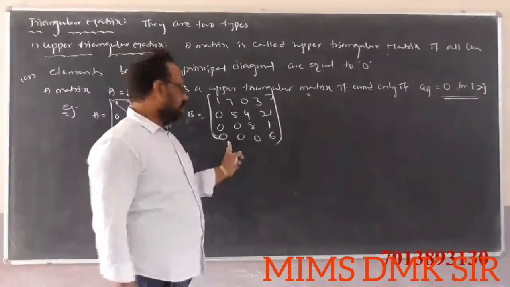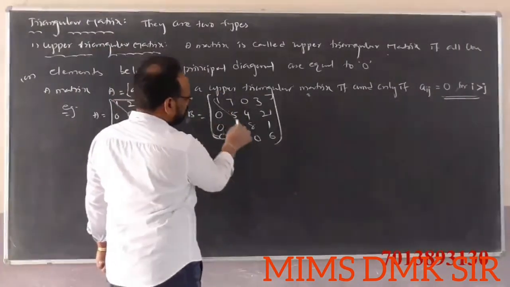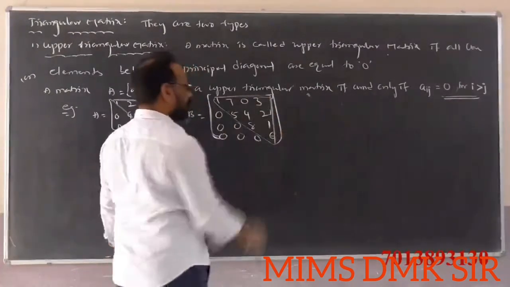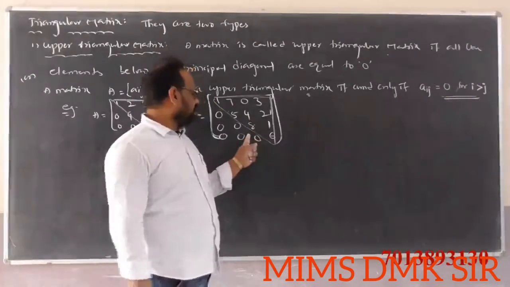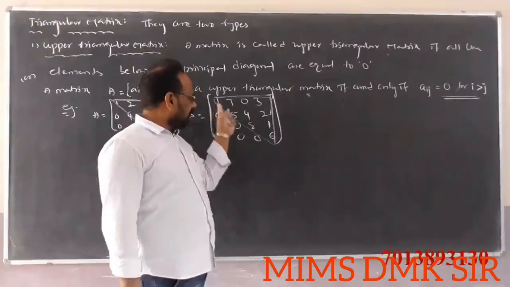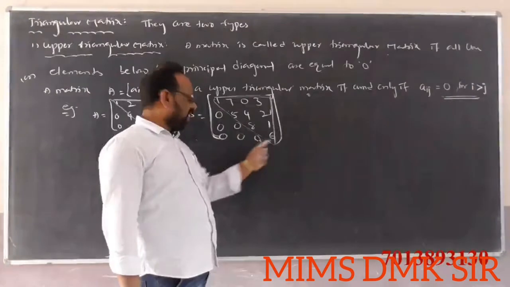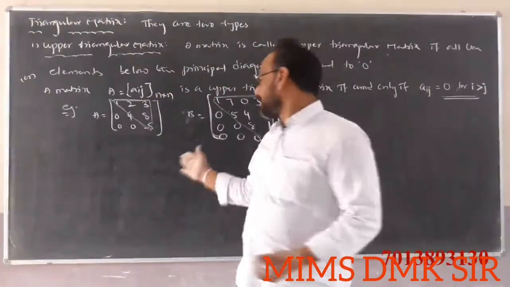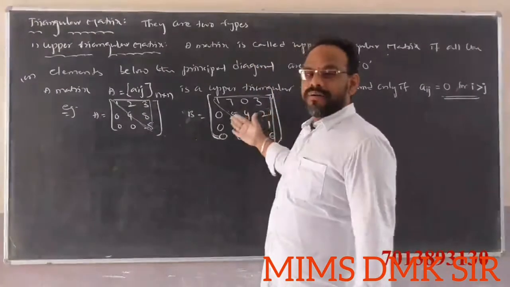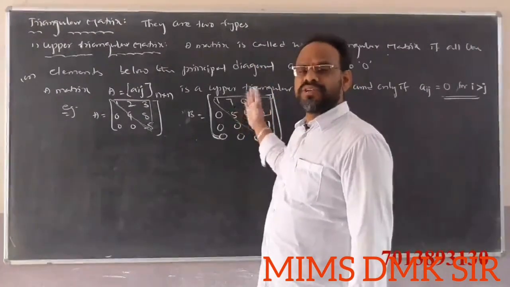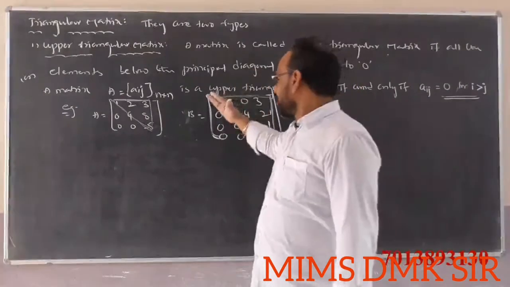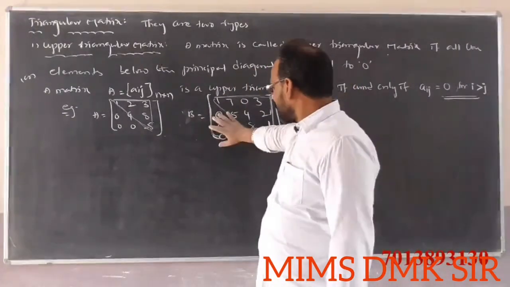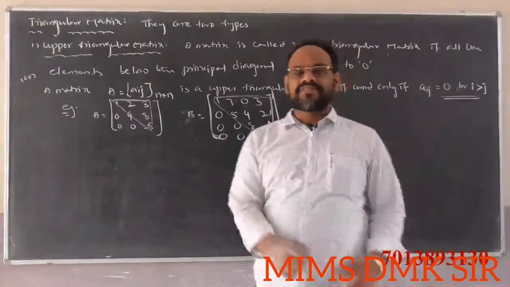This is also, observe here, how much? Upper triangular matrix. Below the principal diagonal, all the elements are zeros. What about the elements above the principal diagonal? They can be zeros or any real numbers, but below the principal diagonal, all the element values become 0. Then the matrix is called what?